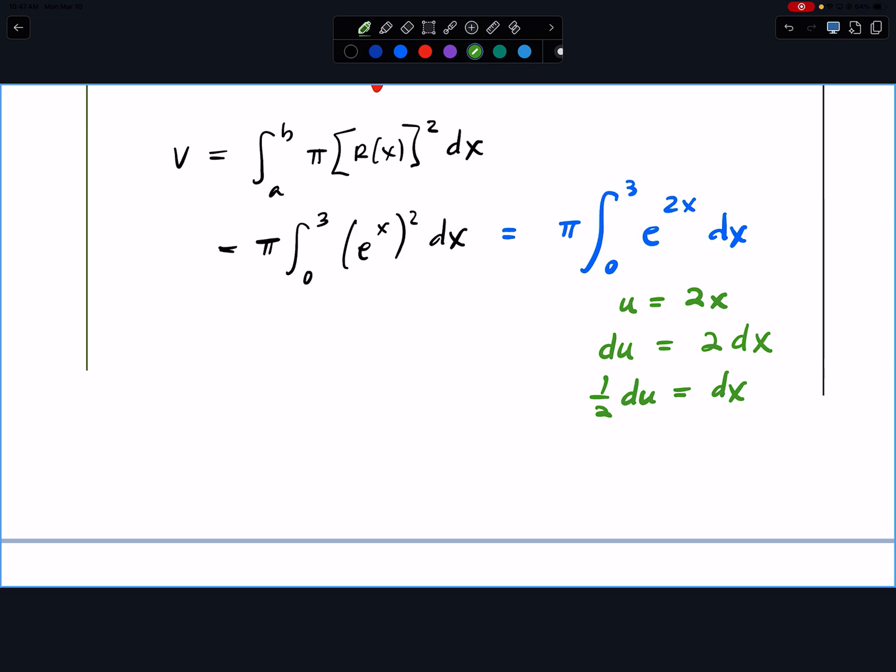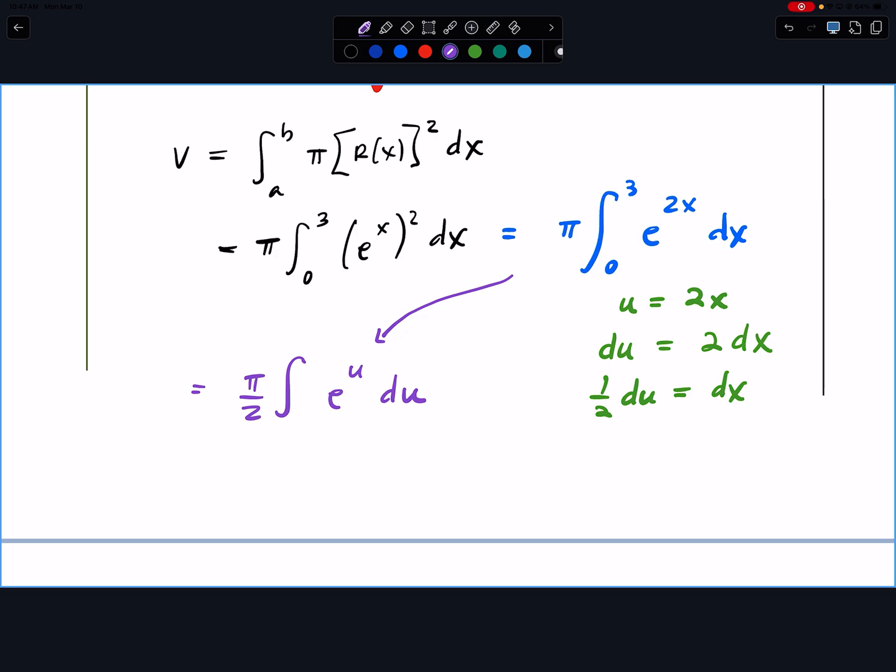So I'm not going to write e to the 2x anymore. I'm going to write e to the u. So I'm thinking ahead. This is going to become pi, and I'm taking out a 1/2 also, right? Because this is a constant. So do you guys agree pi times a half is just pi over 2? Of e to the u du.